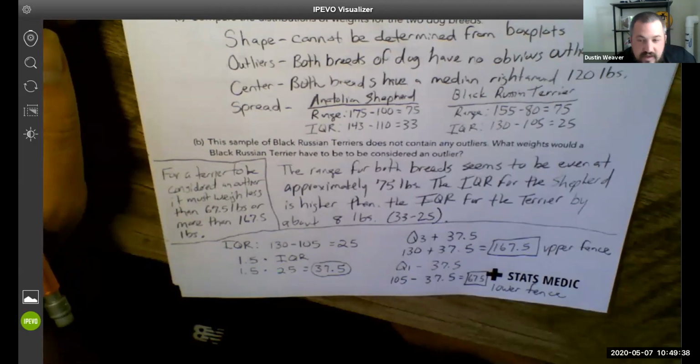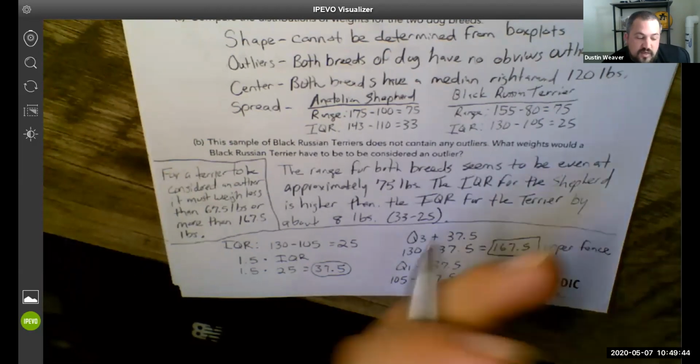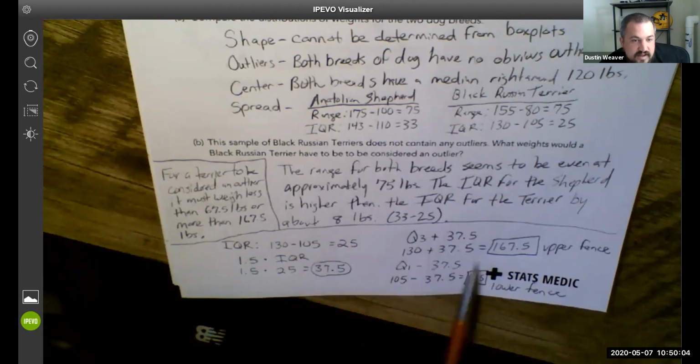So for A, they were looking for outliers based on the box plot; shape was not included. It should show you if there were outliers. Center, spread, and then context. They were looking for those 4 parts: outliers, center, spread, context. And then in B, they were looking for 2 parts. They were looking for your work on the outlier formula, and all that work is down here. And then they were looking for your conclusion in the context of the problem.